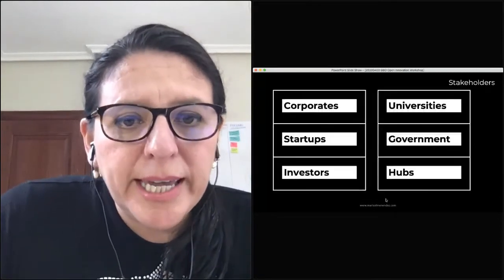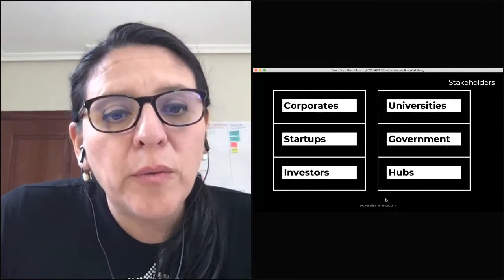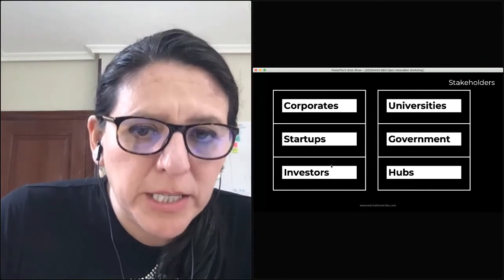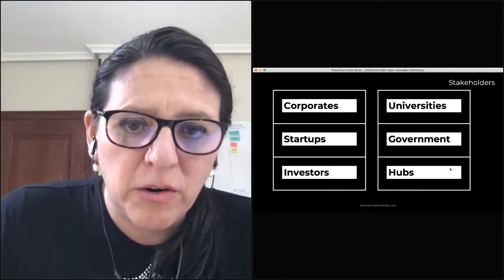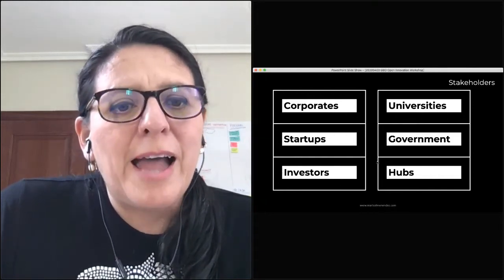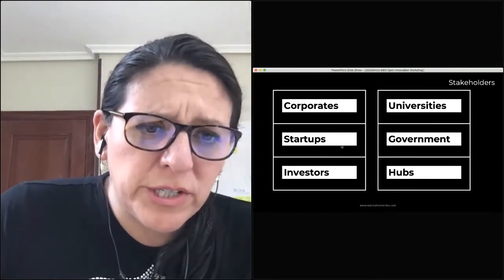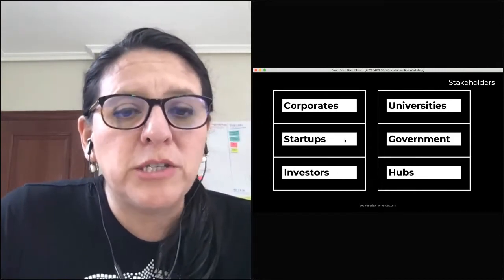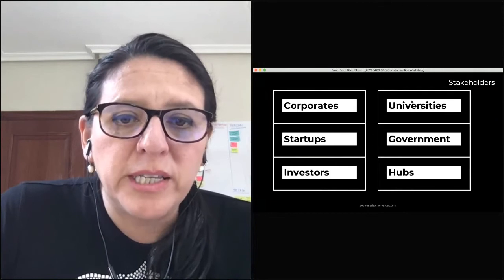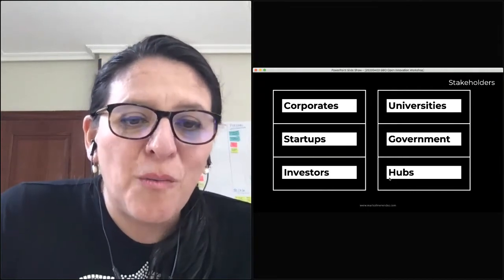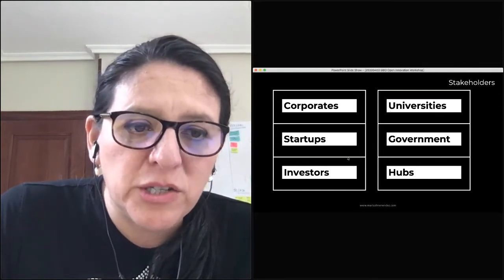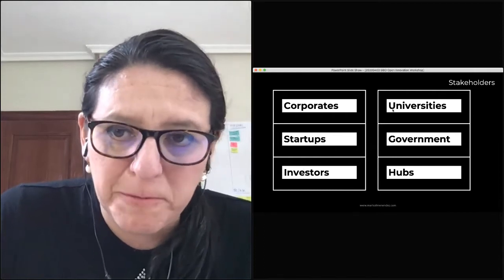And the last part is the stakeholders. So who are we collaborating with? With corporates, with the startups, with investors, with universities, with the government, or with hubs, which are the elements that I explained before. And maybe you're a startup and you want to collaborate with other startups, or you want to work with corporates, or you need the support from the government, or if you are a student, even you can look into the collaboration with any of these players. Maybe how can we generate knowledge and distribute it to the startups for them to apply it, for example.